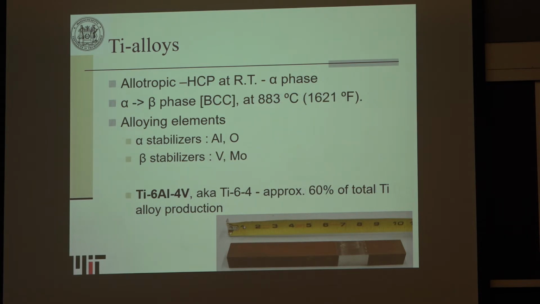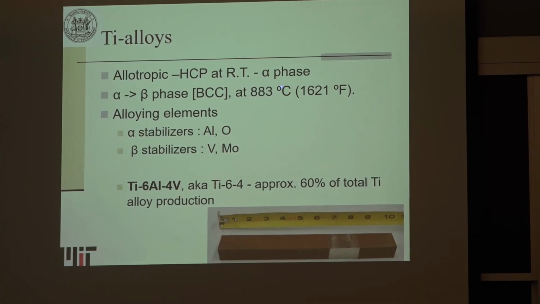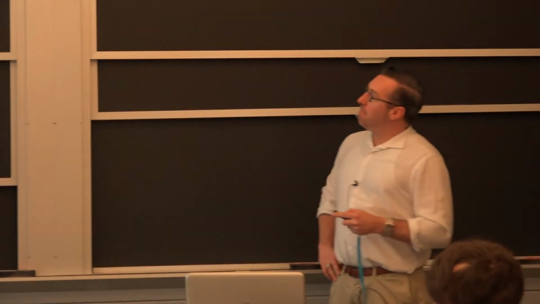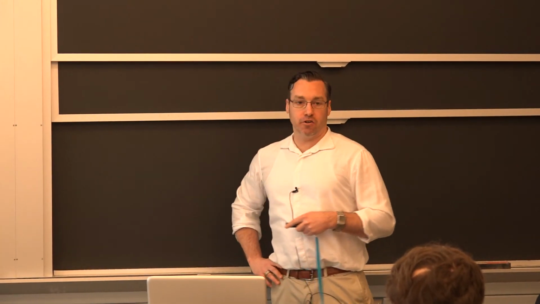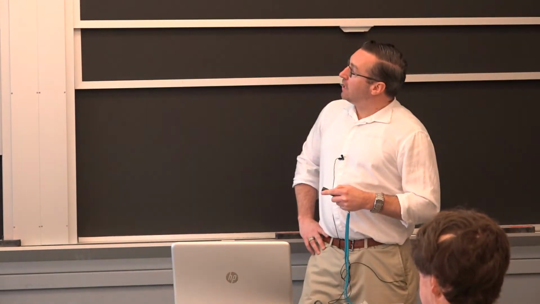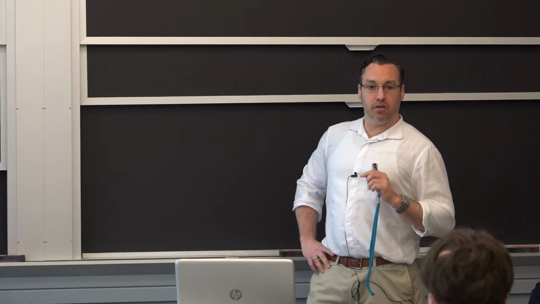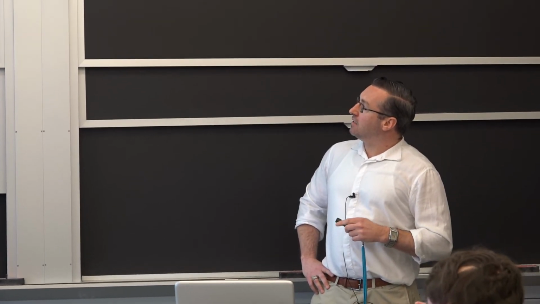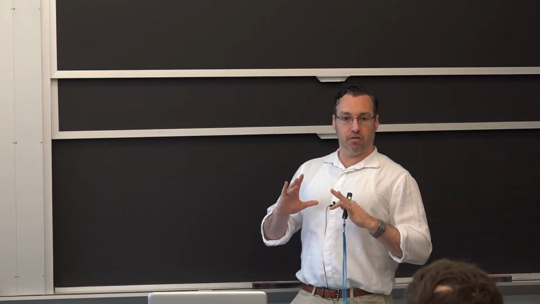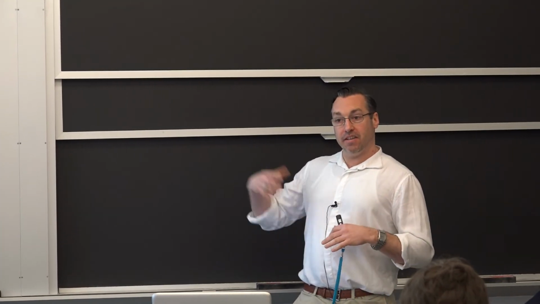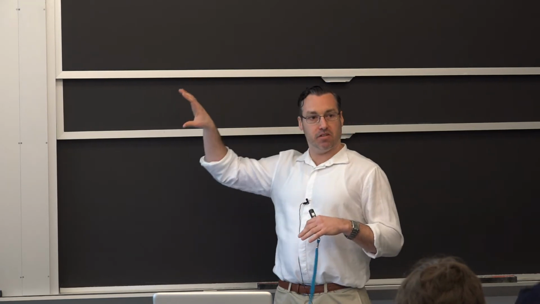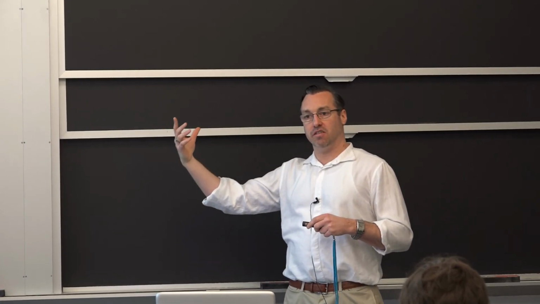Titanium alloys are allotropic, which means that they exist in more than one crystallographic phase, depending on which temperature you're at. At room temperature, they're hexagonal close packed, and this is what's known as the alpha phase. At around 1620 Fahrenheit, there's a transformation from the alpha to beta phase, and the beta phase is body-centered cubic. So the titanium alloys actually change their structure depending on what temperature you're at, and this needs to be accounted for in your heat treatments and the forging and casting processes that they undergo.